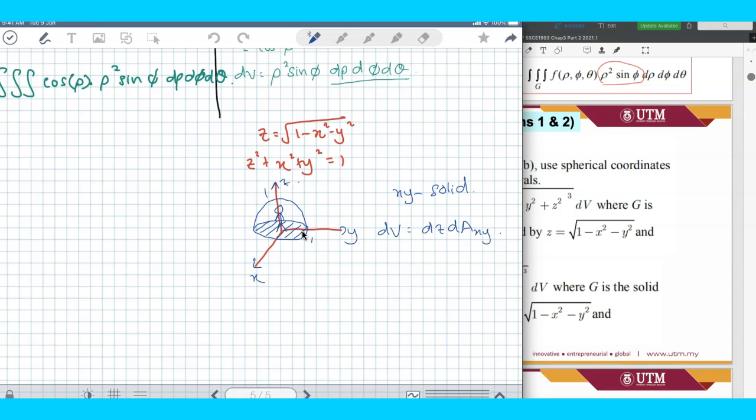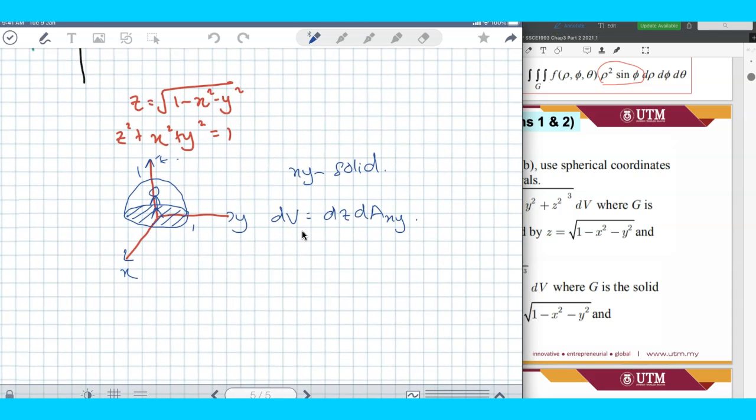Okay. So now for the dV, you have to get the limit of z. Firstly, you want to get the limit of z. To get the limit of z, you have to look at your solid here. We leave the region for a while, and then what is your lower bound? The lower bound is the floor, which is z equal to 0.